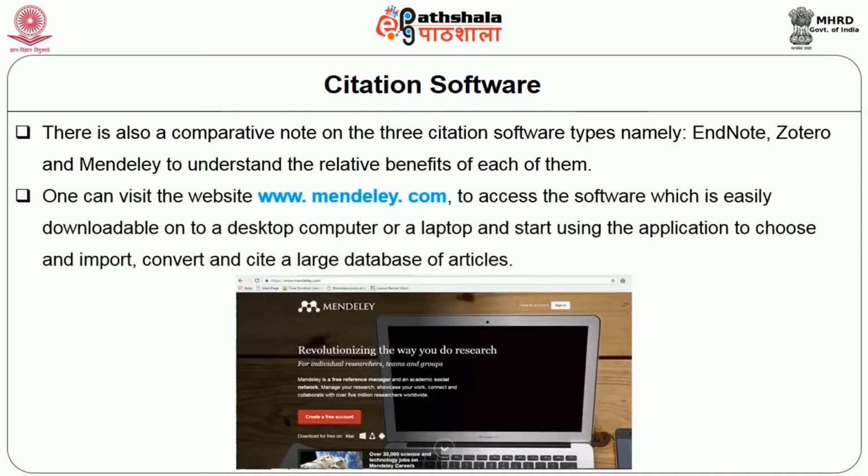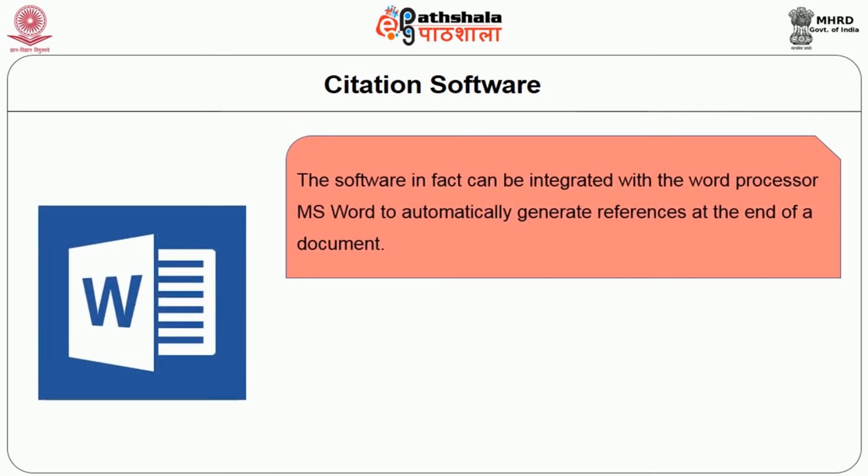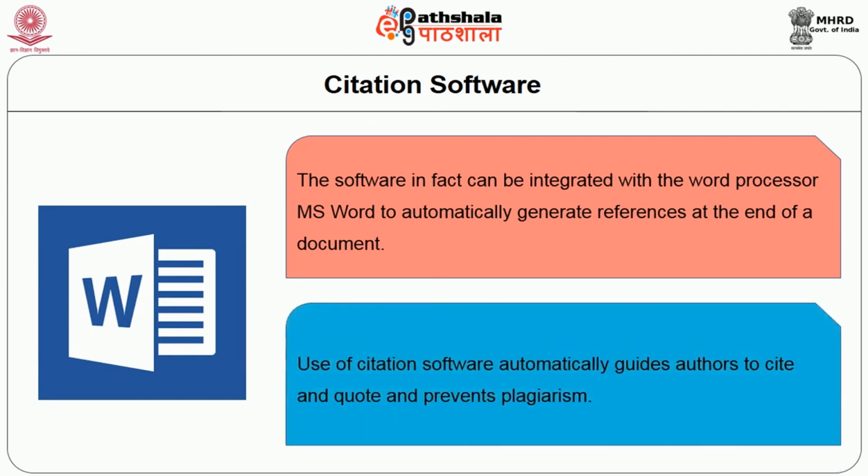You may refer to the website www.mendeley.com to access the software, which is easily downloadable onto a desktop or a laptop, and start using the application to choose and import, convert and cite a large database of articles. The software in fact can be integrated with the word processor MS Word to automatically generate references at the end of the document. So use of citation software automatically guides the authors to cite and quote, and this prevents plagiarism.